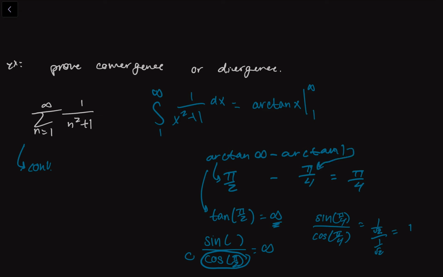So pi over 2 minus pi over 4 is just equal to pi over 4. So the integral converges, which must mean that the series matching it converges as well. Once again, the series does not converge to pi over 4. It just matches the convergence of the series. Right, so let's look at our final example.